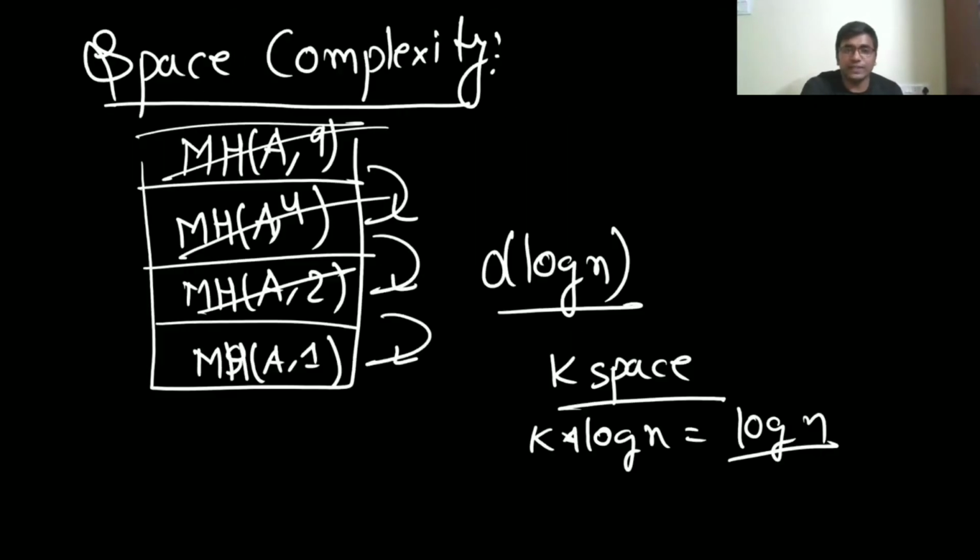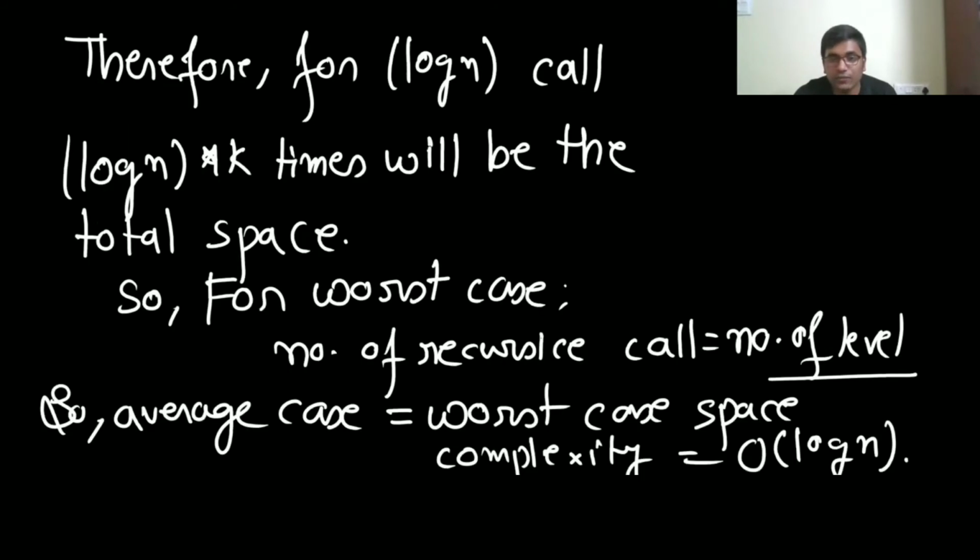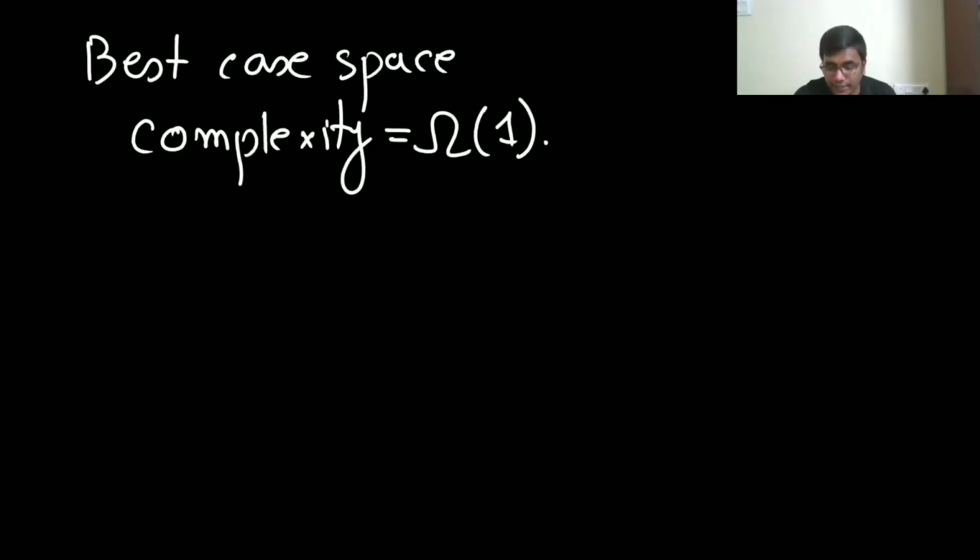So this we have seen, Max-Heapify. The space complexity is going to be, in the average case and worst case, big O of n, and the best case is going to be omega of n. Now tomorrow we will see building of max heap. We will construct a max heap.